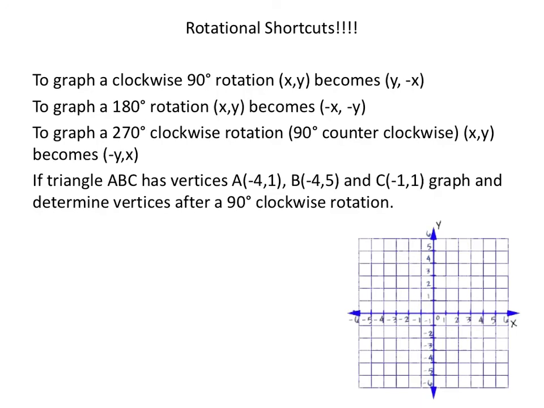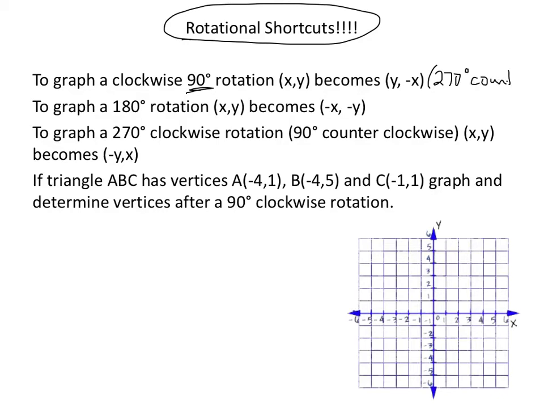Lucky for us, there are, however, some rotational shortcuts that will make your life a little bit easier when you're figuring out rotations. So if we are graphing a clockwise 90 degrees rotation, your x, y becomes y and the opposite of x. So your ordered pair flips around and then x becomes its opposite. Now if it's a 90 degrees clockwise, this would also be equivalent to a 270 degrees counterclockwise. Okay?